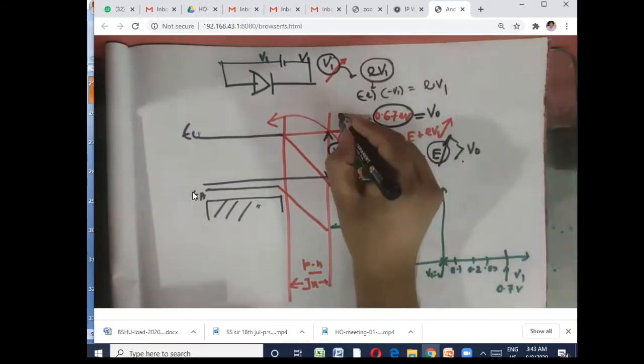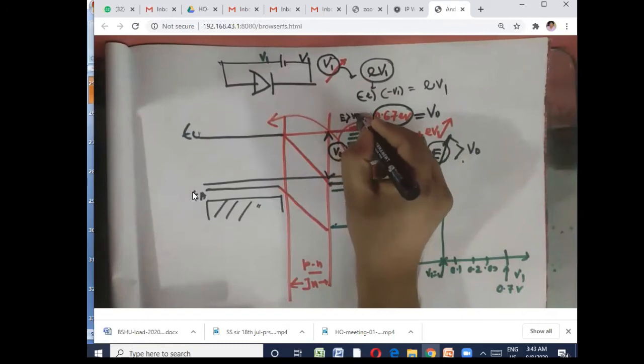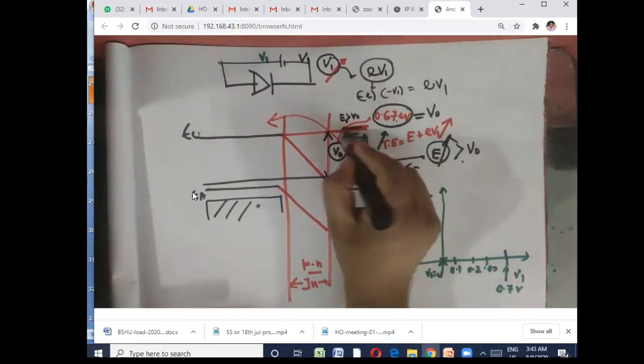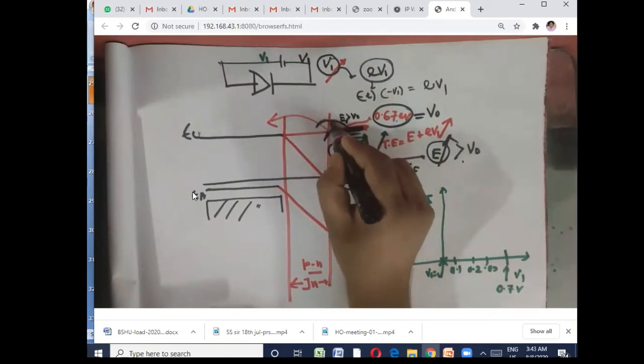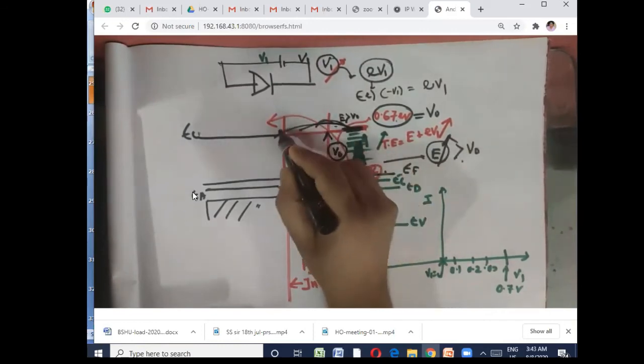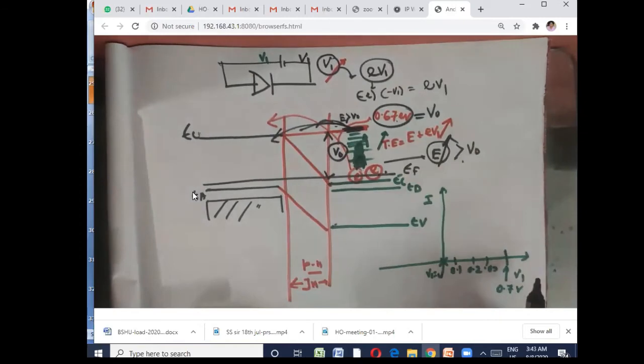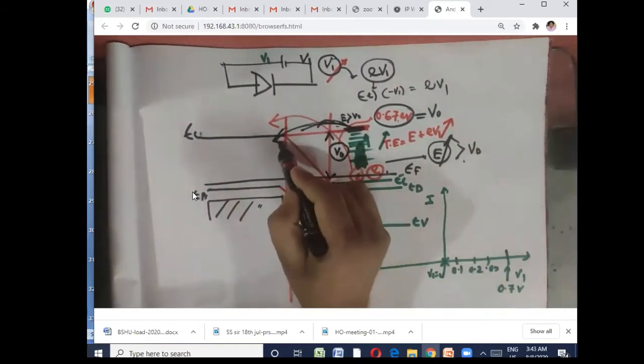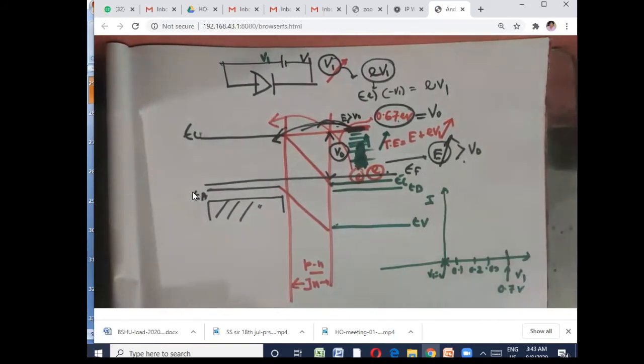If the energy of the electron is more than 0.67, then and only then can the electron go to the other side, cross the junction, and give you current in the circuit. The proper idea is that if an electron crosses the junction, and the same for a hole, then and only then you get a current. So at 0.7 you get a bit of current.